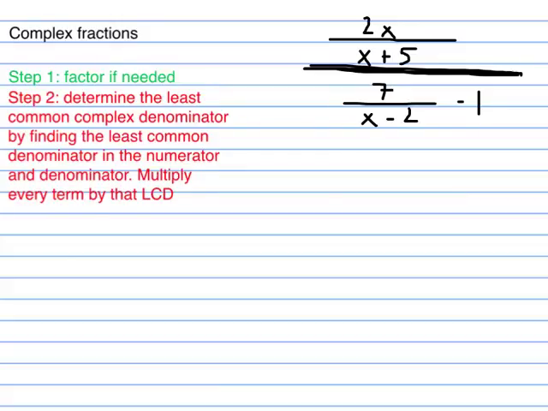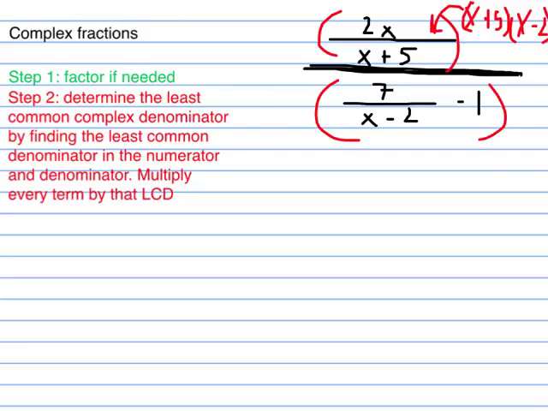So in this case, my LCD is x plus 5 and x minus 2. So I'm going to go through and multiply every single term by x plus 5 times x minus 2. Alright, and I'm going to multiply this term and then this term right here. So we have x plus 5 times x minus 2. And we'll distribute that there and there.